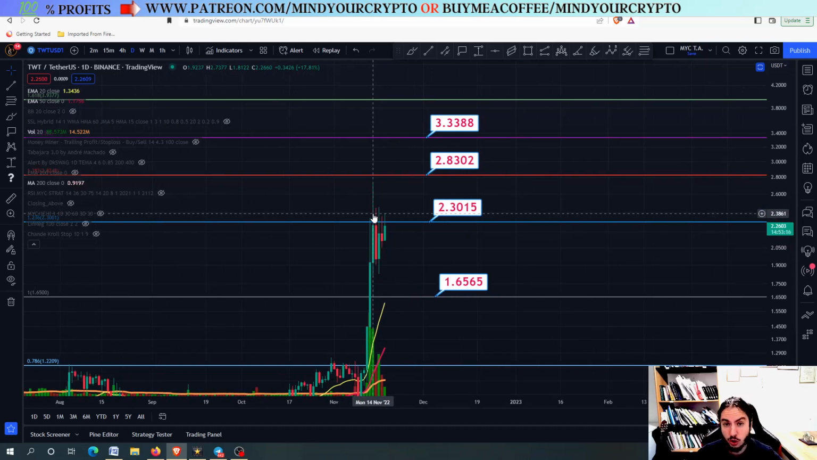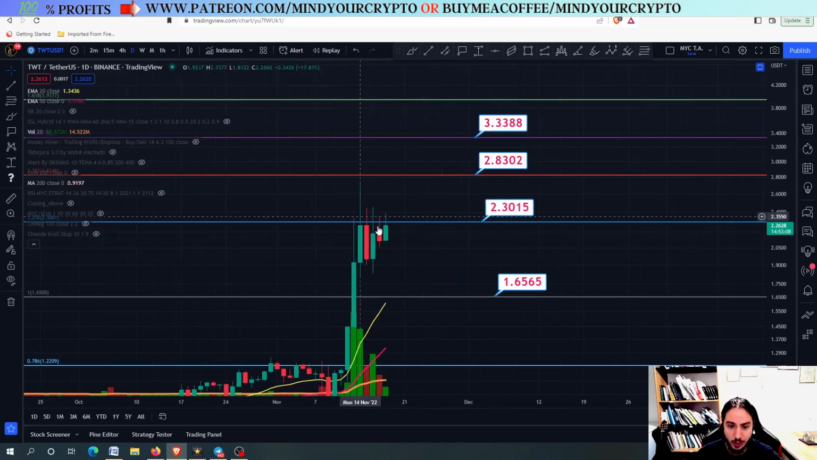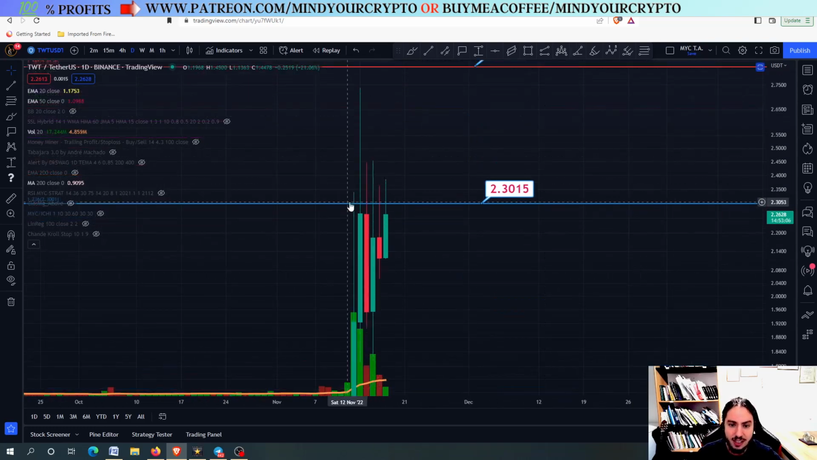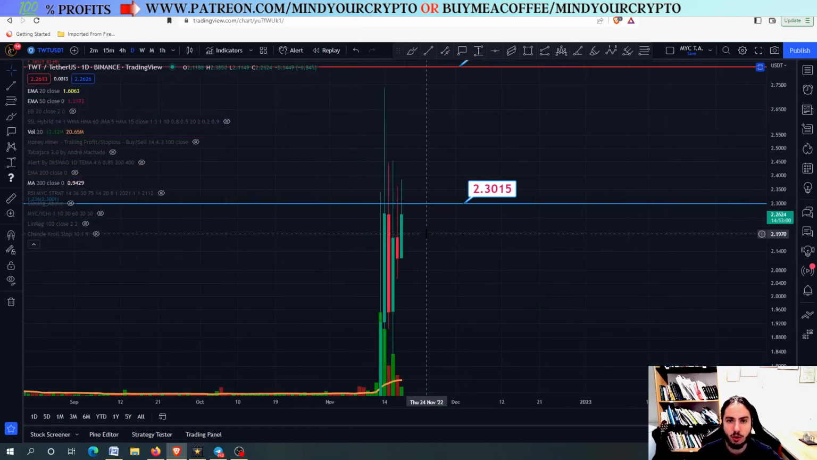If you want to secure and minimize the risk, just stay and go in after the 2.30 in the daily scale, closing above. You can see that we crossed the line, but we haven't closed above yet. We crossed it, but we haven't closed above. The body of the candlesticks are below the 2.30.